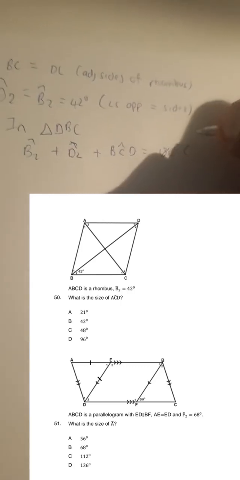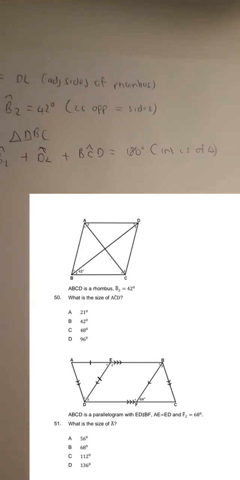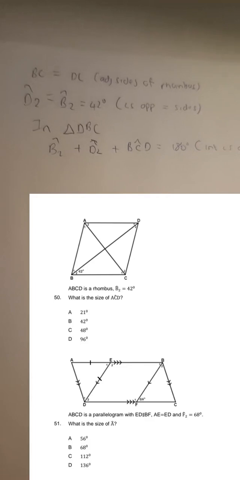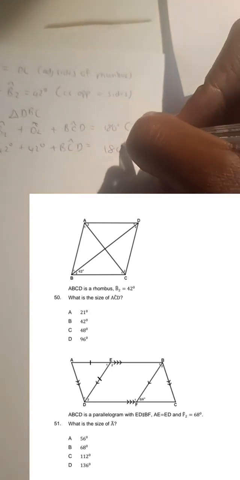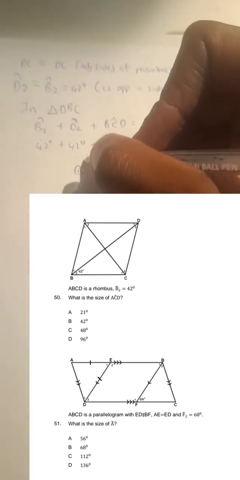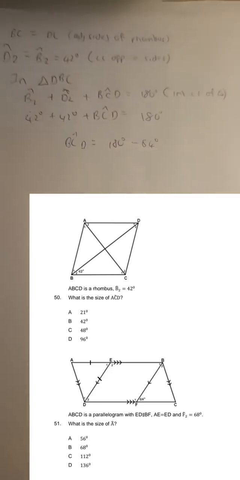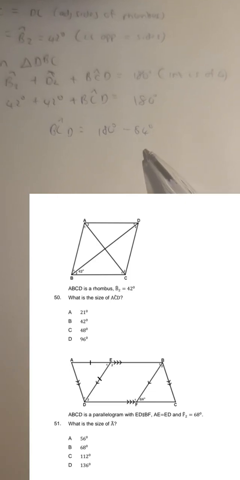What is that reason? Interior angles of a triangle. Yeah, you can use sum of angles in a triangle, or you can say angle sum in triangle, one of those reasons. Angle B2, 42 plus 42 plus angle BCD is 180 degrees, so angle BCD is 180 degrees minus that 42 plus 42, which gives us 84.